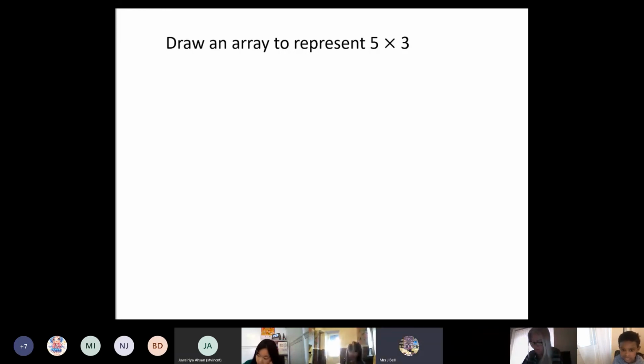Who has managed to draw an array that represents 5 multiplied by 3? Well done, Cecilia. Cecilia, can you describe it? Well done. Mahmood, well done. Hedva, good. Hedva's giving me the repeated addition. So that means, Hedva, you're giving me 3 groups of 5.